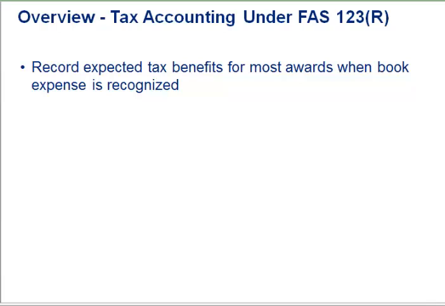Okay, the first bullet. You record an expected tax benefit for most awards when the book expense is recognized. So for most awards, NSOs and RSUs, when you look at the population of a company's stock compensation arrangements, those 2 things will be the vast majority.